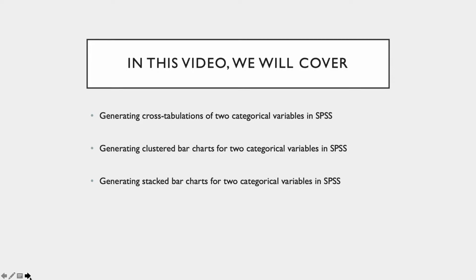In this video, we will cover generating cross-tabulations of two categorical variables in SPSS. We'll also look at how to generate clustered bar charts for two categorical variables in SPSS, which is a graphic representation of the data we see in the cross-tabulation. Finally, we'll look at how to generate stacked bar charts for two categorical variables in SPSS, which is a slightly different implementation of the visualization of the clustered bar chart for two categorical variables.